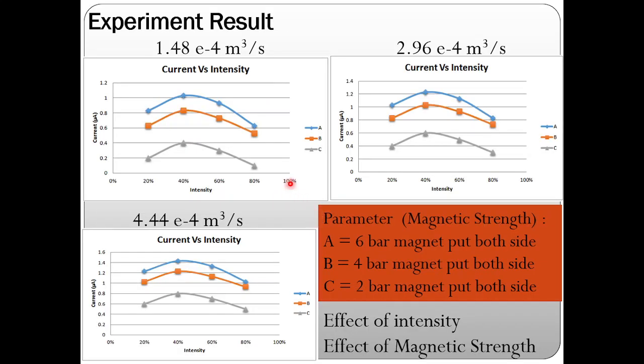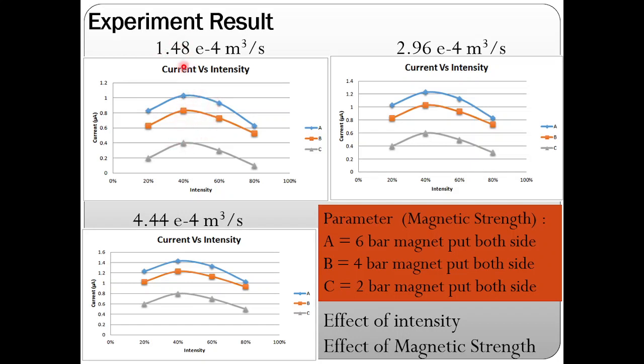This is the result. A, B, C show the number of magnets used. The higher the number, the higher the strength of the magnetic field. So from this graph, the higher the magnetic strength, the higher the current produced. Next is the graph of salt water intensity versus the current produced. The 40% intensity of salt water gives the higher current.